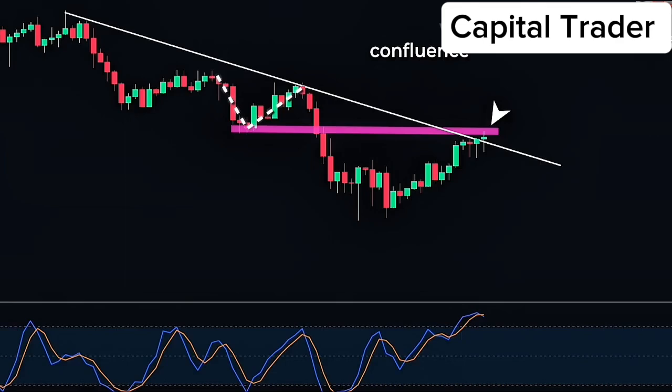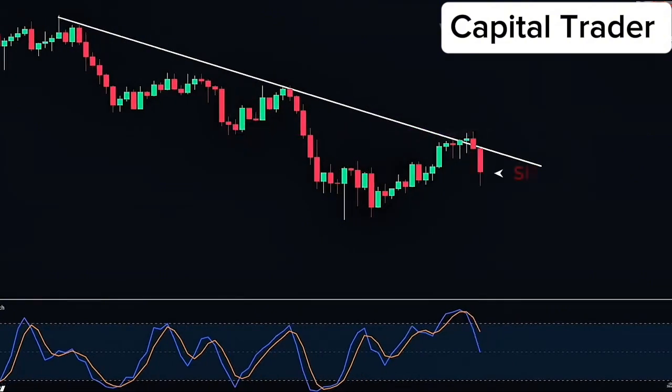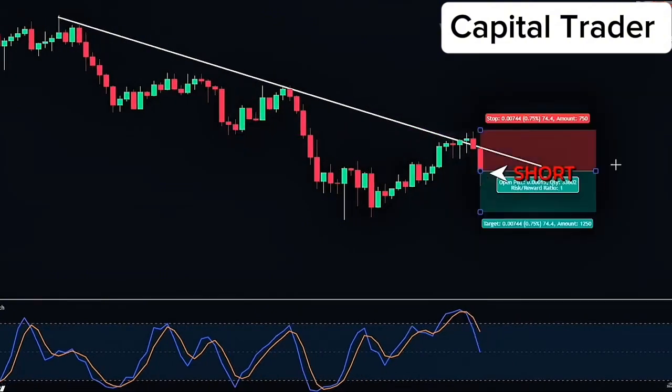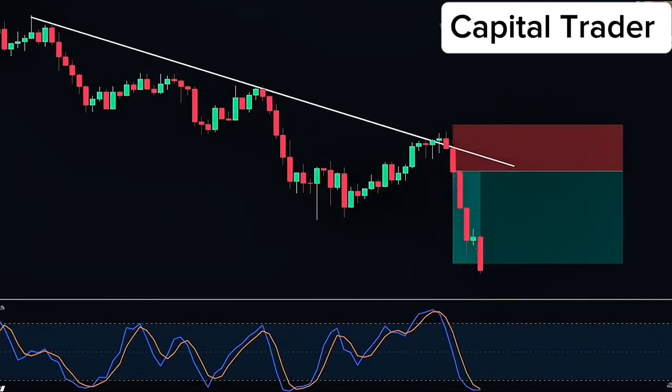Now, our final confirmation. We'll wait for the stochastic lines to re-enter this zone. Here, we'll take a short position and place the stop loss slightly above the swing high and set the target to at least double the stop loss. We set it at twice the stop loss and see the price achieves our target absolutely comfortably.